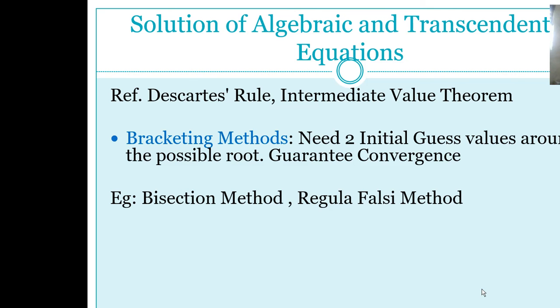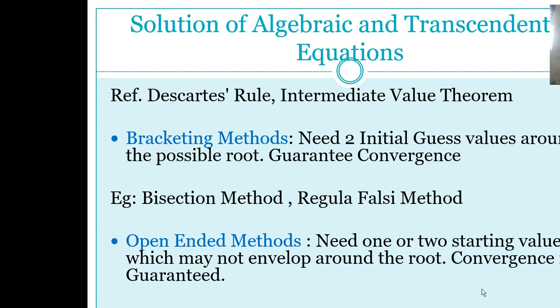Guaranteeing convergence. Whereas the other type of solution methods which are available are called open-ended methods. Open-ended methods need one or two starting values which may not envelop the root, and so the convergence of these methods is not guaranteed. The examples of open-ended methods are the secant method and Newton-Raphson method. In numerical methods, we are going to study all these methods, and today we will be focusing on the Newton-Raphson method.